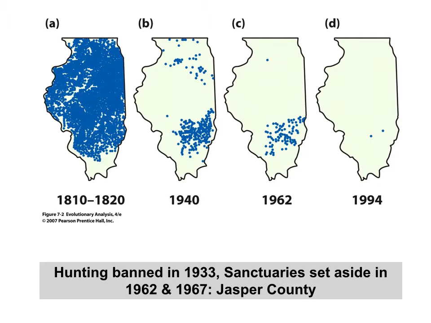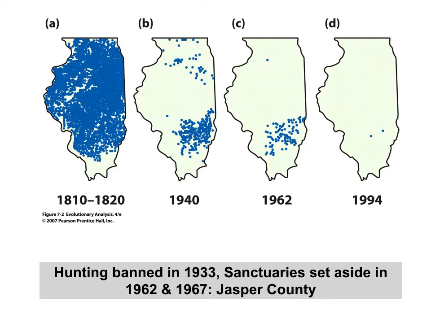By 1994, you only have two prairie chicken populations in the entire state of Illinois. And those two locations you see there in the map of 1994 were set up as sanctuaries in one particular county, Jasper County, and that was the only place left in the whole state where you could actually find greater prairie chickens. So you can see this is a dramatic decline in prairie chicken populations in Illinois throughout almost a 200-year time span.